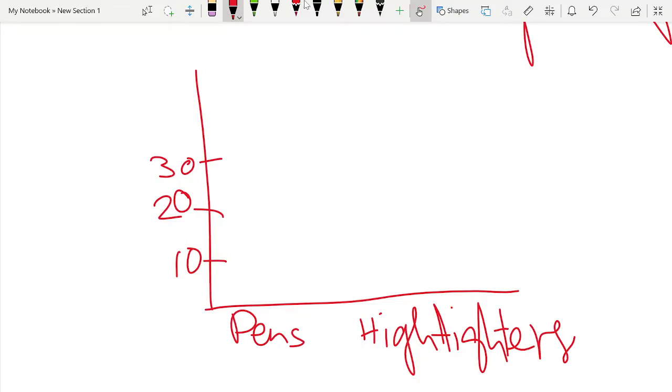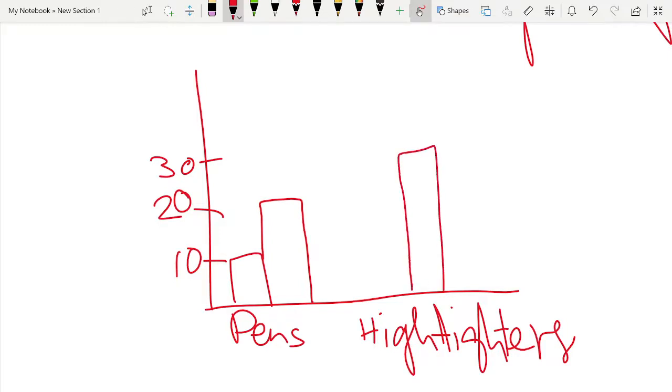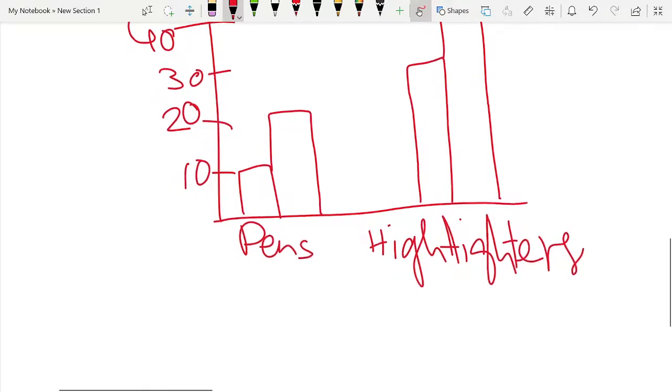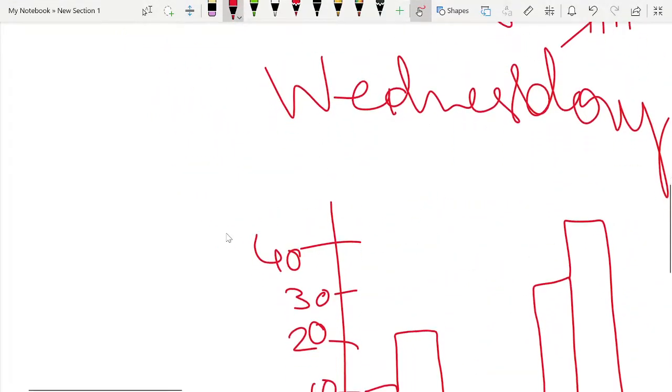We know that bar graphs just go up and they form a bar. So let's make the pens a bar graph, and pens, they only sold 10 on Monday, but then how many did they sell on Tuesday? How are you gonna show that? So for that, you're gonna go on the second bar graph and you're gonna make it connected, and then you're gonna be like, on Tuesday they sold 20. Then on highlighters, you can be like, oh, they sold 30 on a day, and then they sold 40 on the back to school day. Okay, so that's how double bar graphs work.